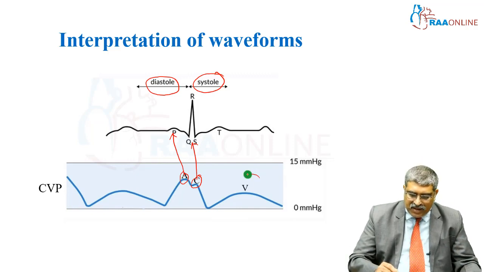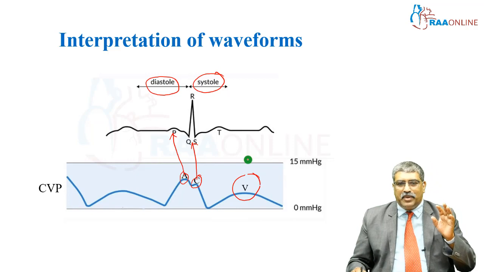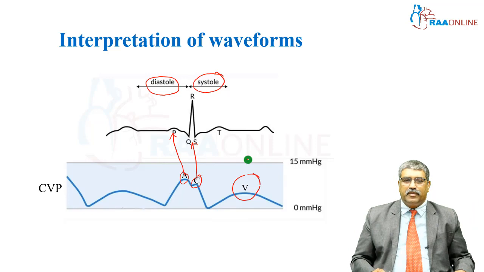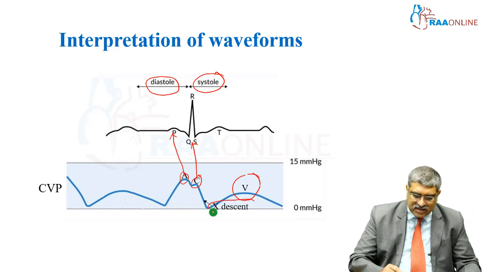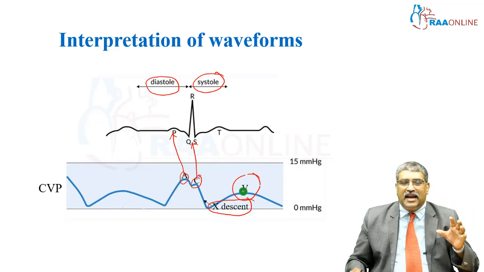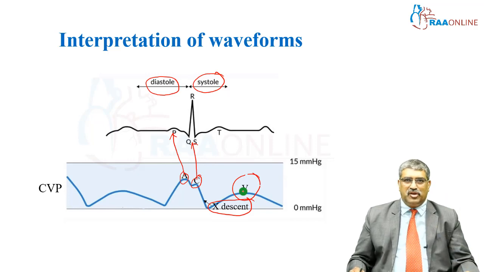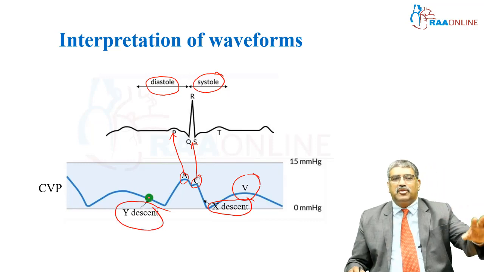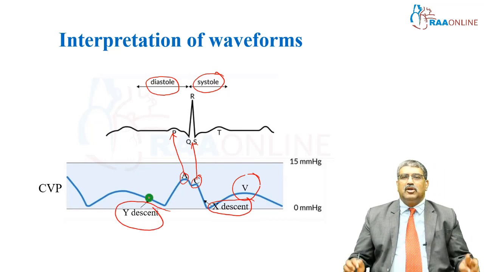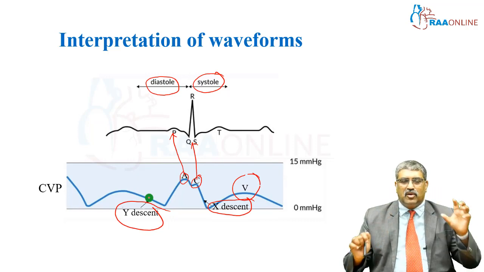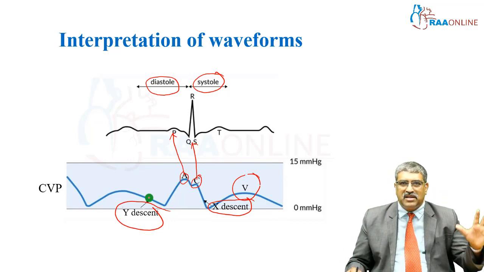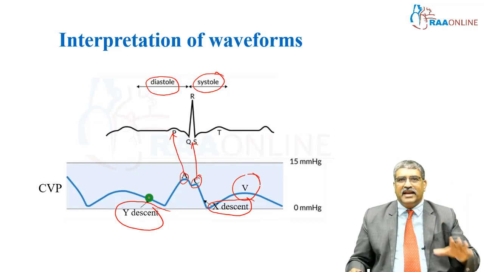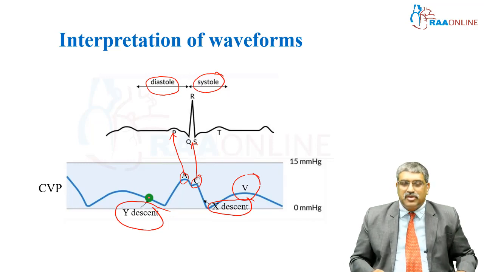Next is the venous filling, which again happens in the systole. Here the volume comes into the right atrium. And X descent is when the atrium relaxes but there is ventricular systole. Finally, the Y descent, which again is due to ventricular diastole. So 2 waves occur in the diastole: the atrial contraction A wave, and the Y descent, which occurs in ventricular diastole. Your C wave, V wave and X descent happen in ventricular systole.